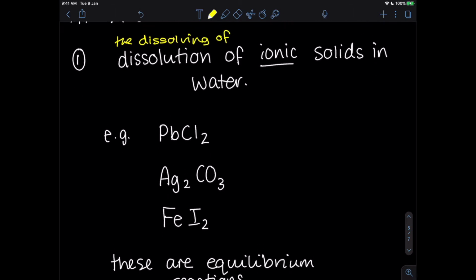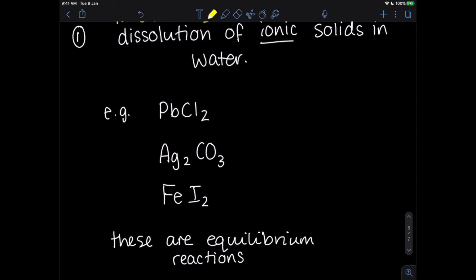And for each of these reactions, they are going to split into their two ions. So you're going to have always your metal on the left, or your cation on the left, I should say, and your anion on the right. And sometimes that anion is going to be a whole polyatomic ion. So these are all in equilibrium because you have got some solid that is dissolving while some of the dissolved ions are reforming into solid lead chloride or solid silver carbonate or solid iron iodide or whatever it is you're working with.